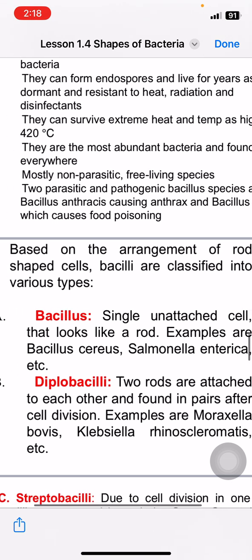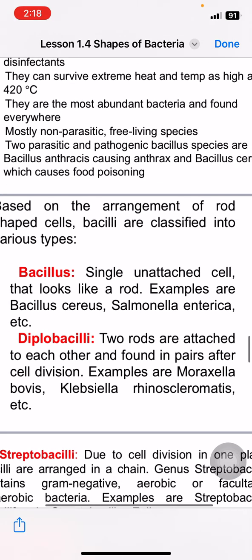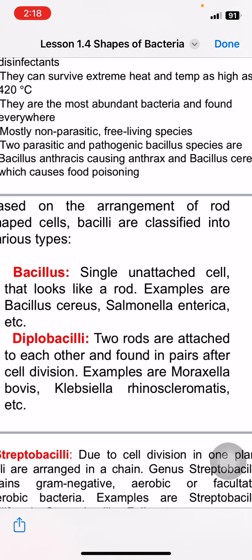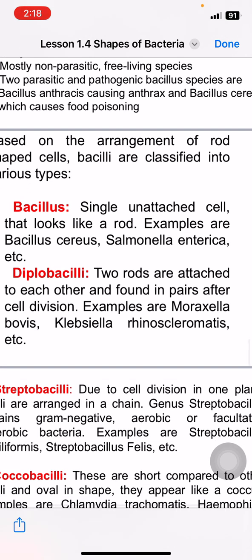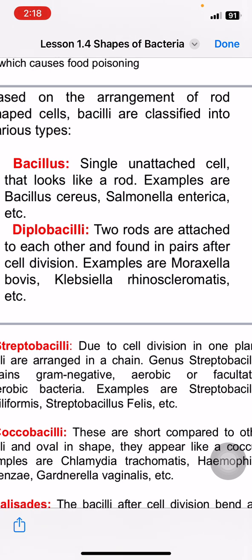So these are the arrangements based on the bacilli. When we say single, it is the bacillus. If there is no attachment of another cell, it is only a single rod, it is bacillus. If it is double, or two rods attached to one another, and it begins after the cell division, it is diplobacilli. And I want you to familiarize also the examples.